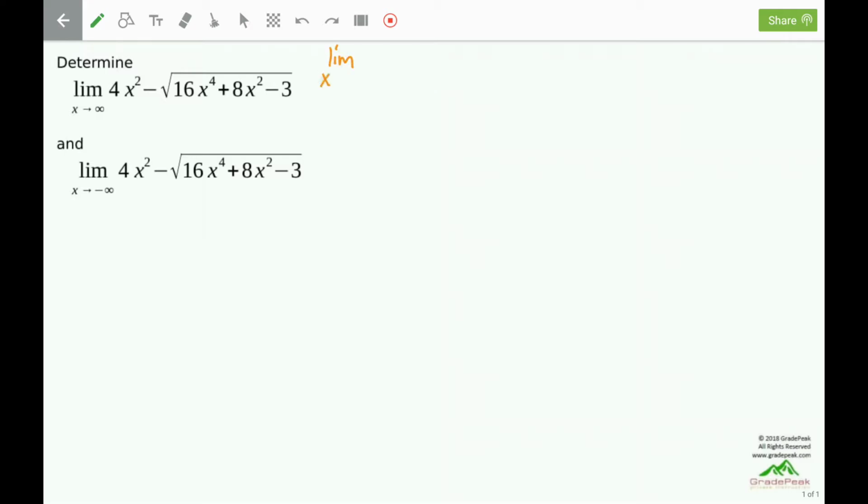The limit as x approaches positive or negative infinity of 4x squared minus the square root of 16x to the fourth plus 8x squared minus 3. The first thing to do is plug a positive or negative infinity in for each of the x's. Only the highest power terms will matter here. There's a 4x squared, and there's a square root of 16x to the fourth, which will also be 4x squared.